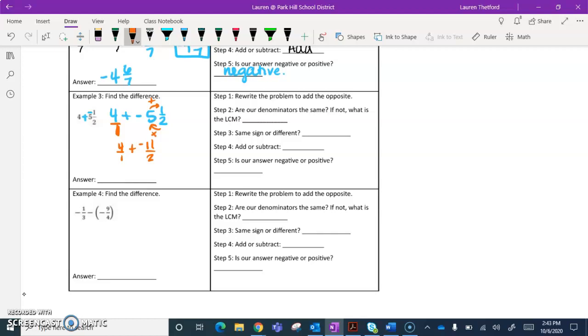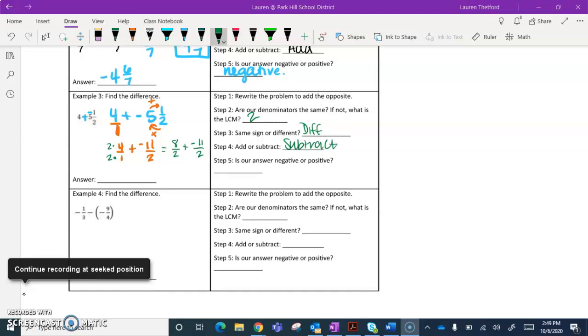Now we need to make these common denominators. To make 1 turn into a 2, I'm going to multiply this fraction by 2 on top and bottom. And so 4 times 2 is 8 over 2 plus negative 11 over 2. So now it's over 2. These are different signs, so we are going to subtract. So 11 minus 8 is 3 over 2. And then do 3 one time. So that's 1 and 1 left over. So 1 and 1/2. But my bigger number was negative, so my answer is going to be negative.